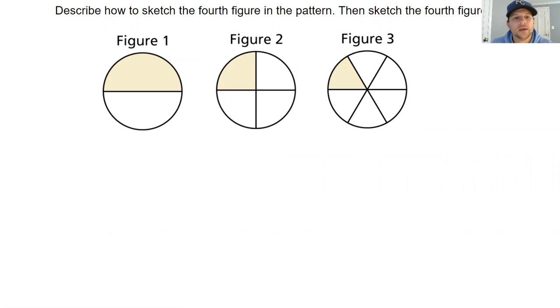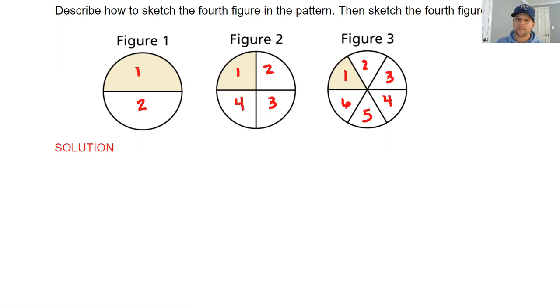So figure one is a circle cut in half into two semicircles where one of them is shaded. Figure two is a circle that is cut into four equal parts where one of the sections is shaded. And figure three is cut into six equal parts where one of the sections is shaded. So one way we can look at that is to just count how many parts are in each circle. So we have 2 in the first one, 4 in the second one, and 6 in the third one.